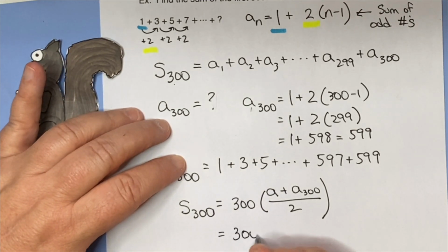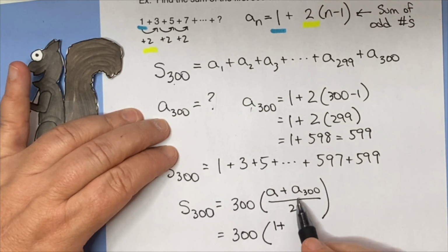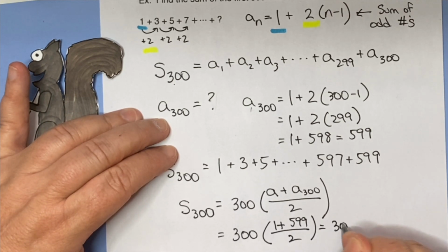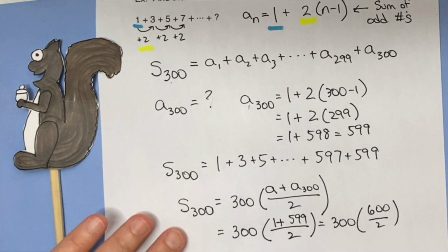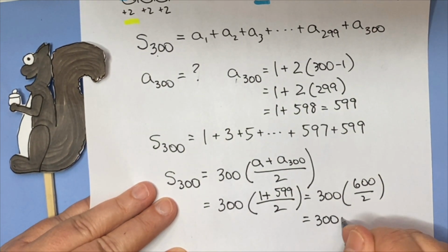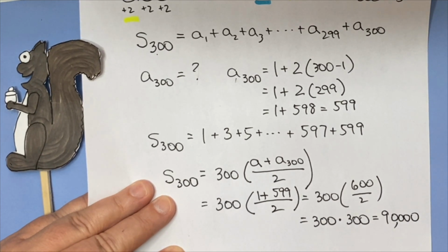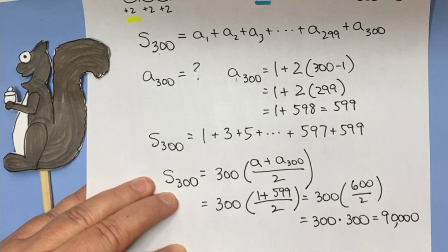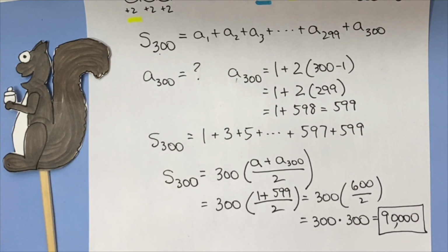So that's 300 times, A happens to be 1, A300 is 599, so that's 300 times 600 all over 2, which is 300 times 300, which is 9 with 4 zeros. You would have been up a really long time adding those all together. Woohoo. So that's arithmetic sequences.